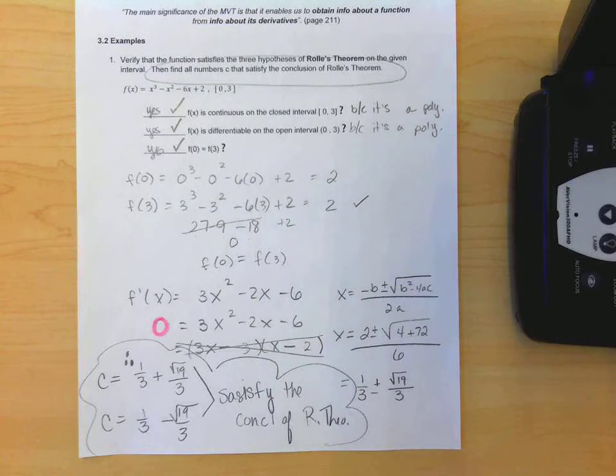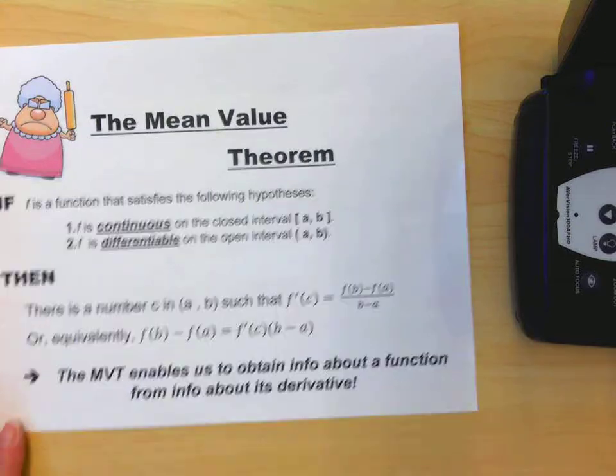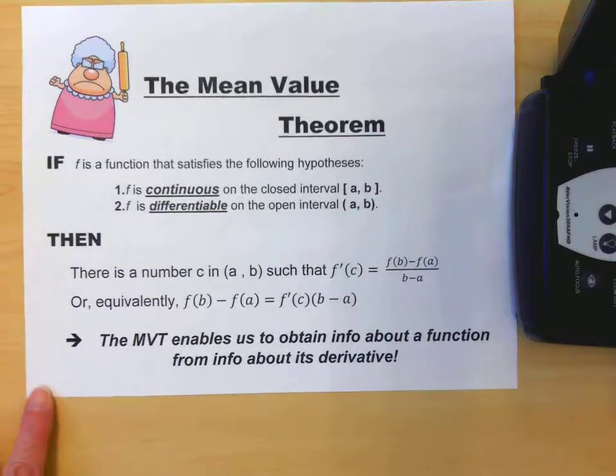Let's get to the real meat of this section, the mean value theorem. Once we have Rolle's theorem, we're able to use it to prove and then be able to use the mean value theorem. So let's look at the mean value theorem.